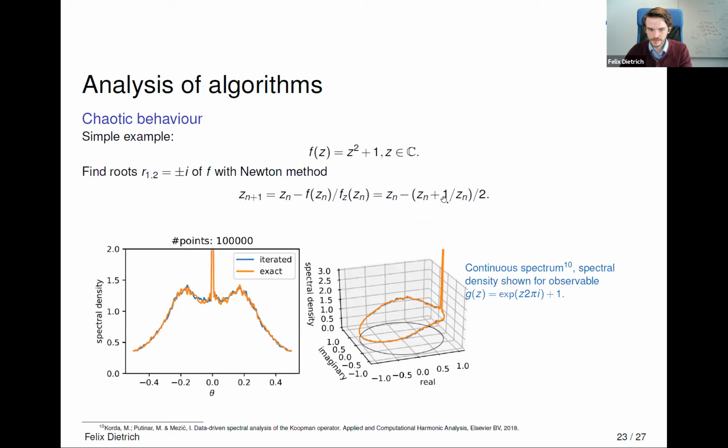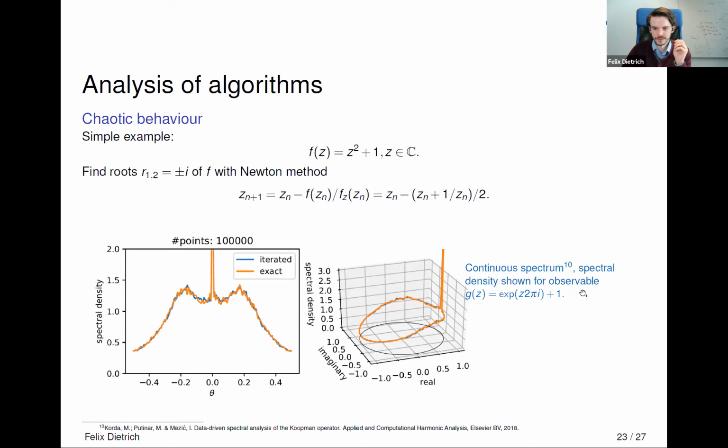And nicely enough, if we use the method from Korda, Putinar, and co-workers, then we can even approximate the continuous spectrum of the Koopman operator for this method applied to points on the real line, right? What this means here is that all eigenvalues lie on the circle, which makes complete sense because it is a chaotic system that never converges or expands. So you don't have eigenvalues anywhere else but the unit circle. And you also have only one pure point eigenvalue at exactly real part 1, imaginary part 0, which corresponds to the constant eigenfunction, which always is there. But all the other eigenvalues only have a spectral density associated to them.